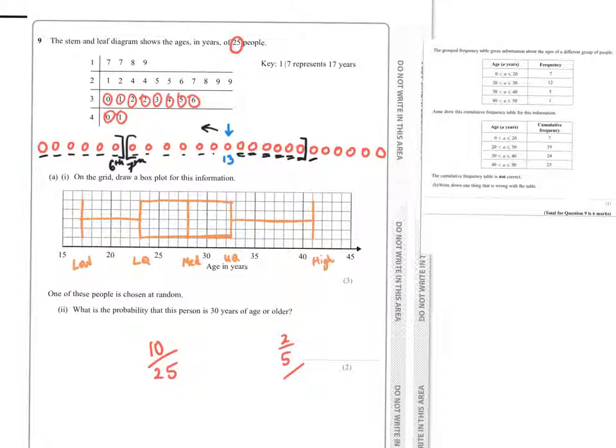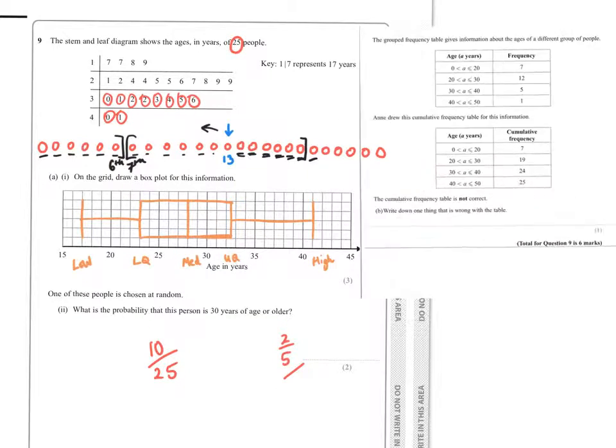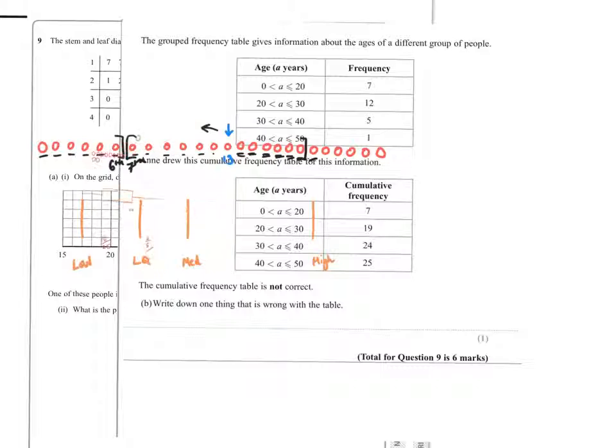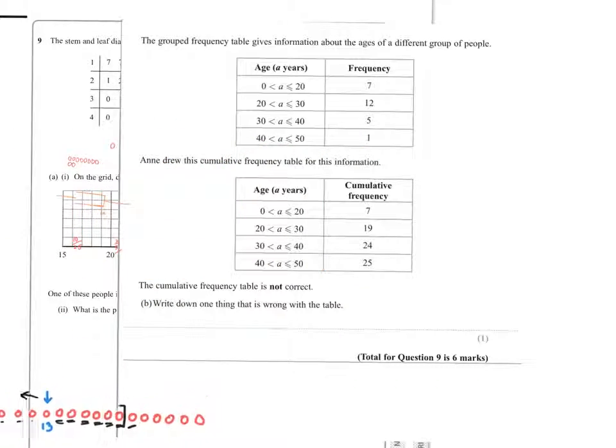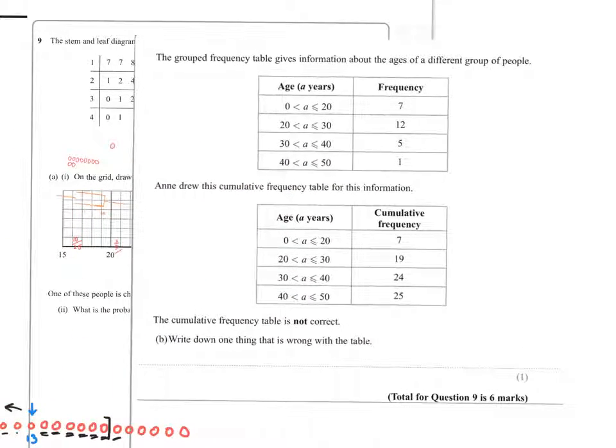Let's have a look at the next part of the question now. So we can move that out of the way. It says the grouped frequency table gives information about the ages of a different group of people. Andrew draws this cumulative frequency table for this information. The cumulative frequency table is not correct. Write down one thing that is wrong with the table.